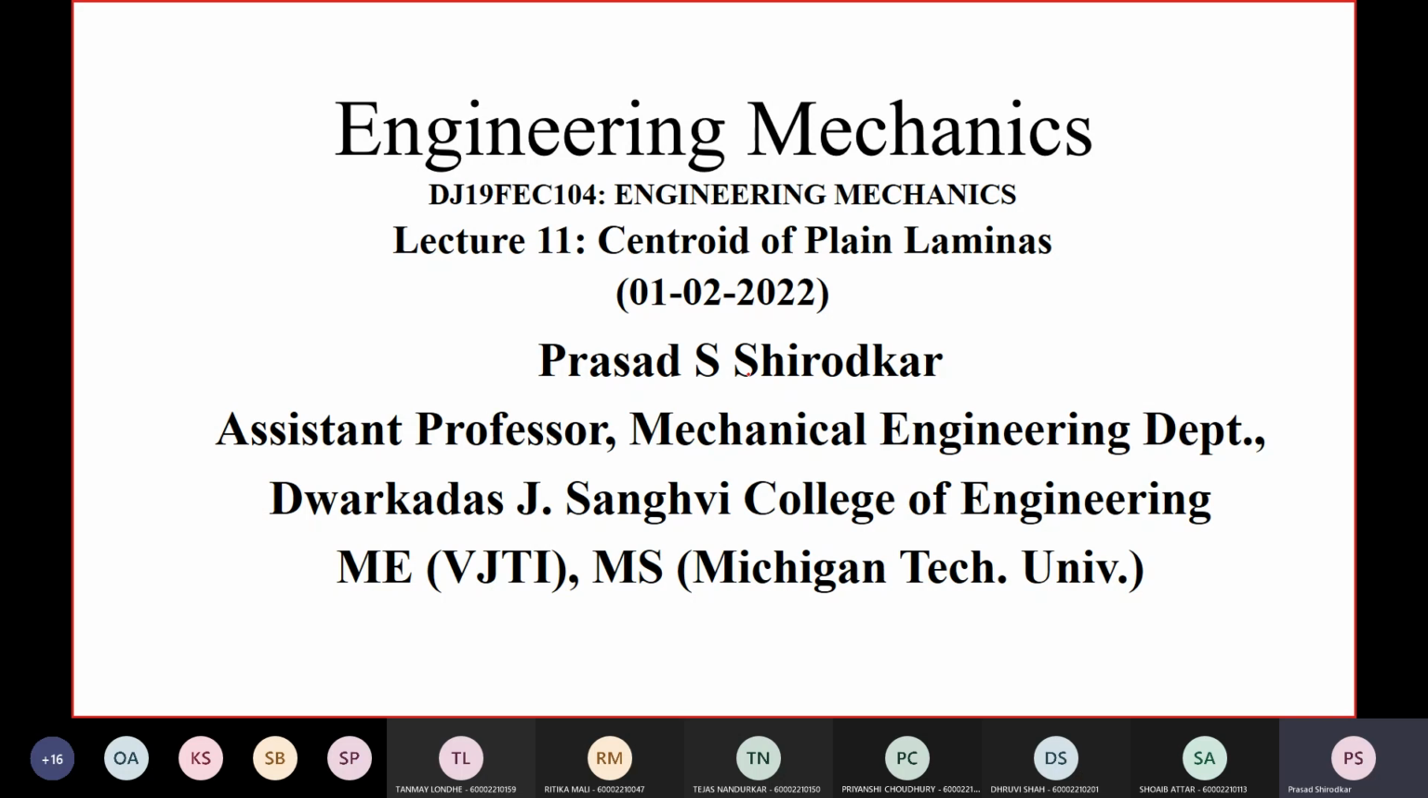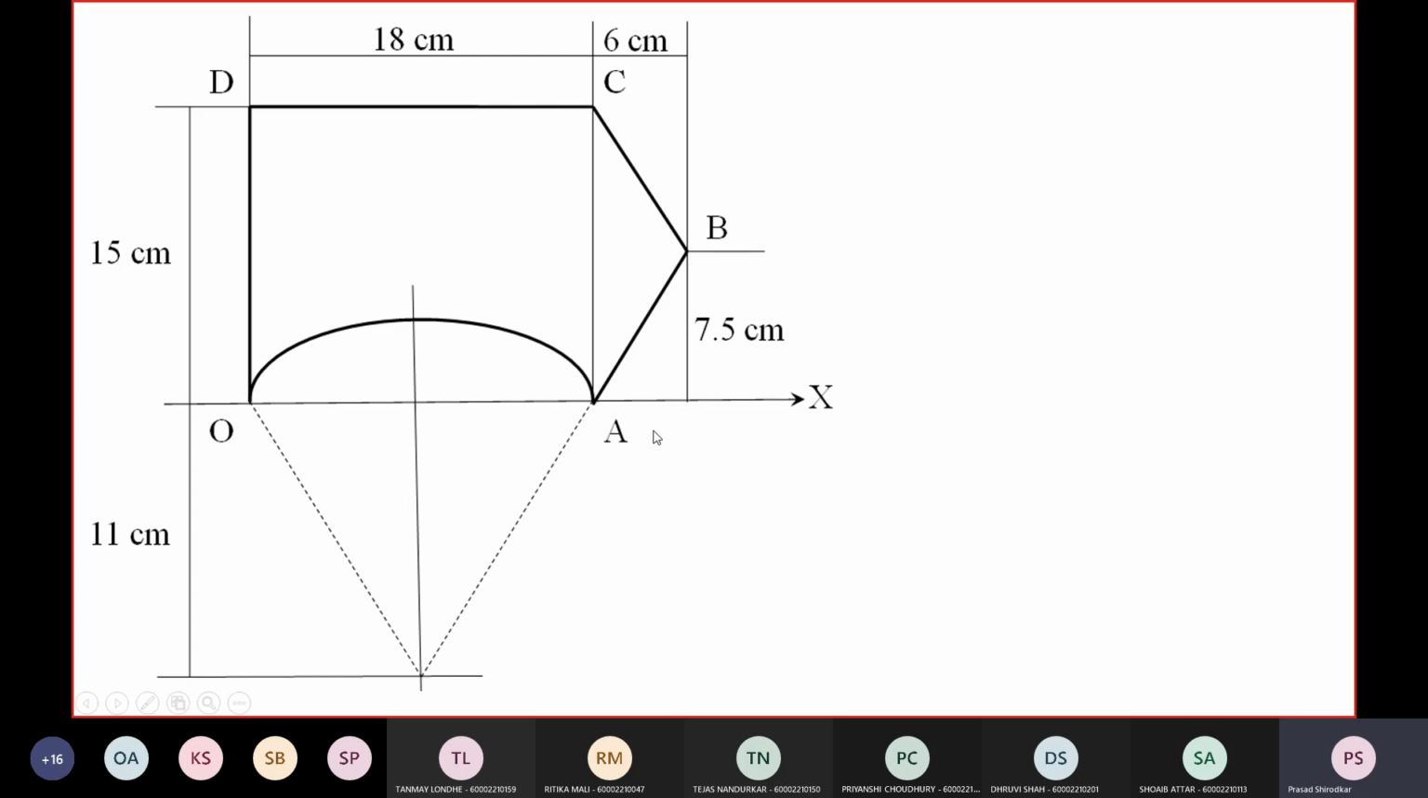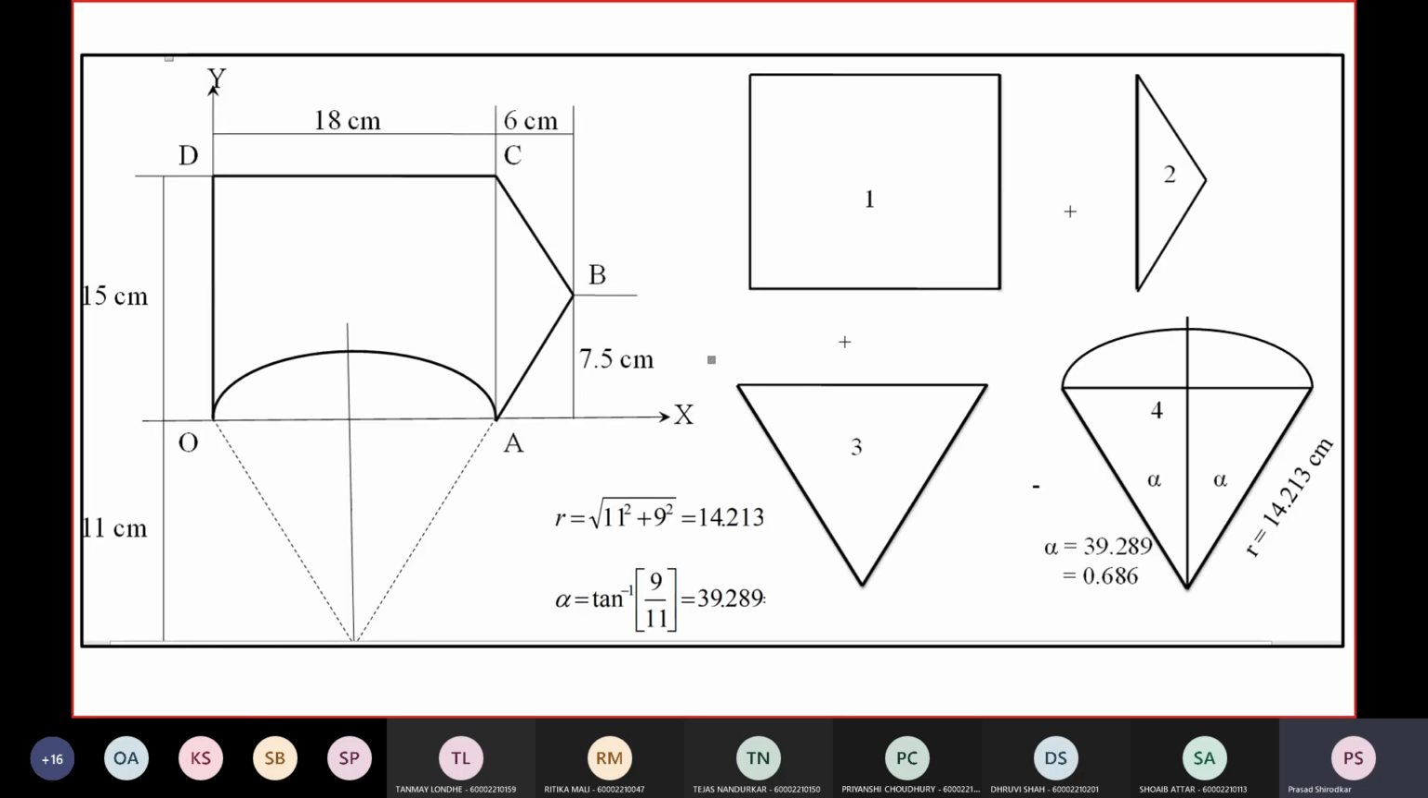Alright, let's start. So let's continue with centroid. Last time we discussed this problem. You have to find the centroid of the area, and to find the centroid of the area, we are going to divide this into subcomponents, into subparts. That is four parts: the square, a triangle, then another triangle, and this sector of the circle.